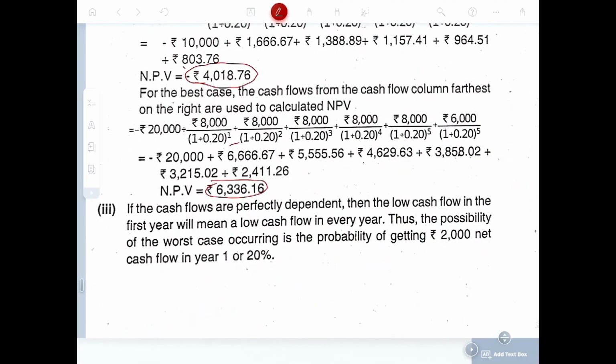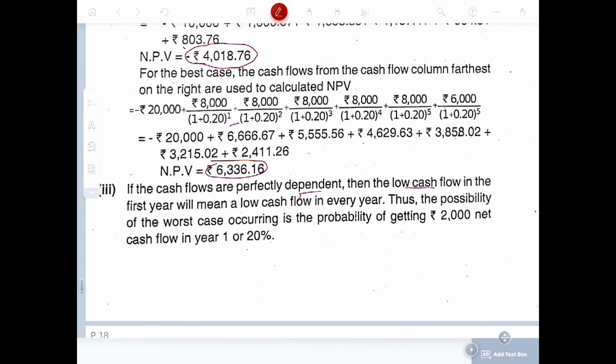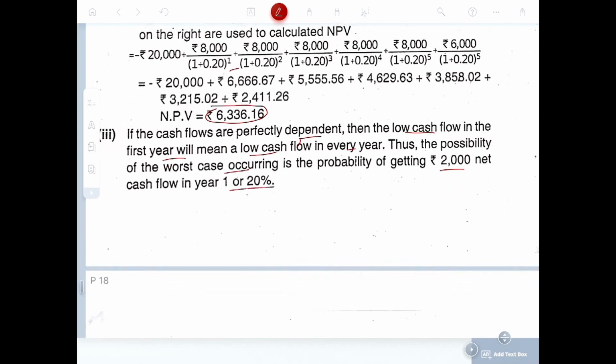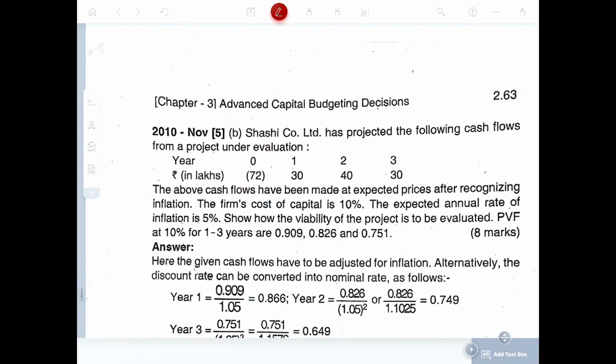If the cash flow is perfectly independent, the low cash flow is the first year, which means low cash flow every year. This worst case scenario occurs with 2,000 net cash flow at 20%.